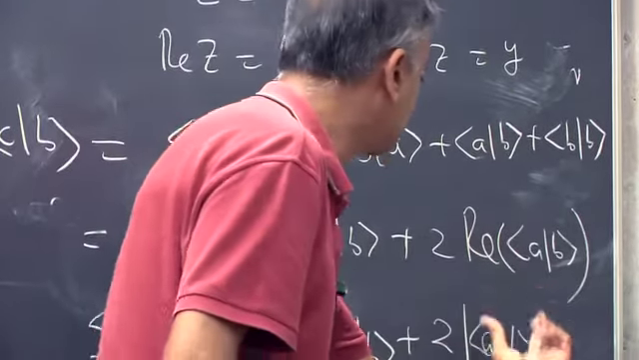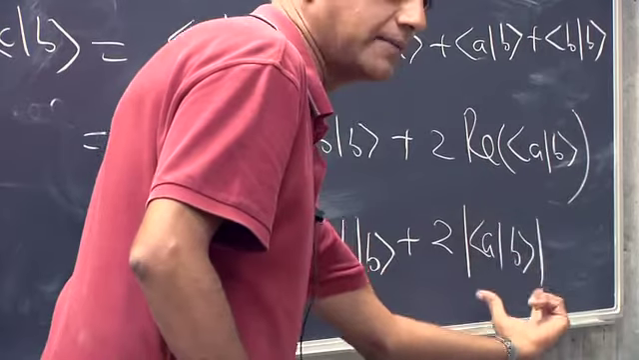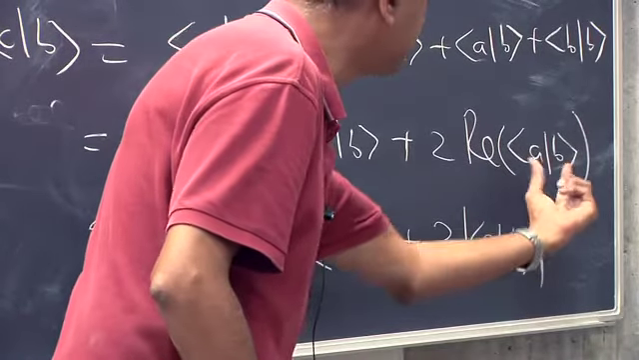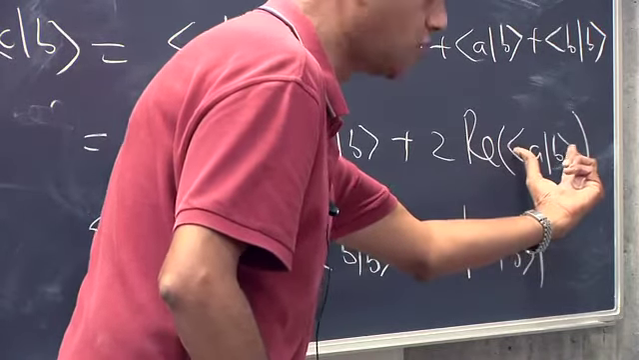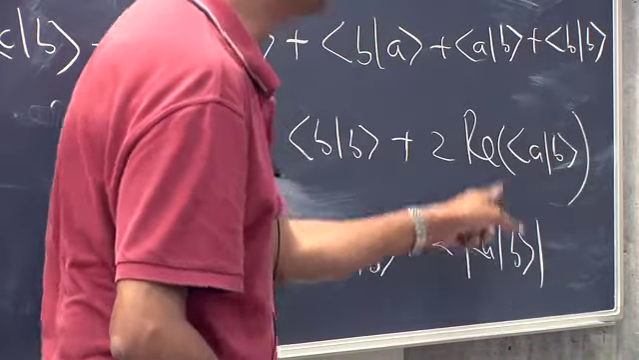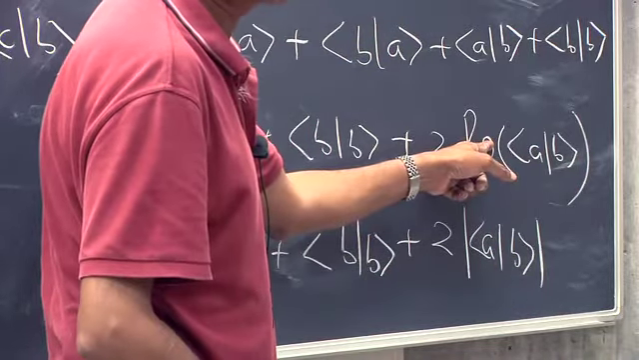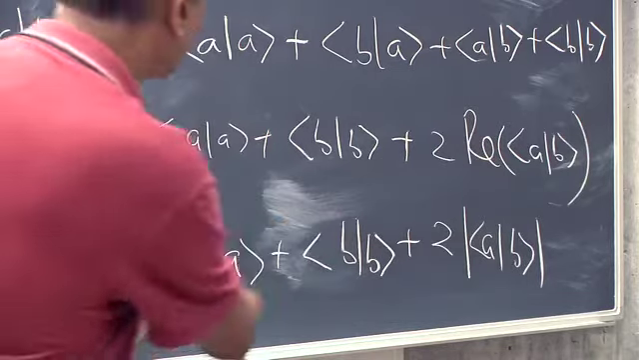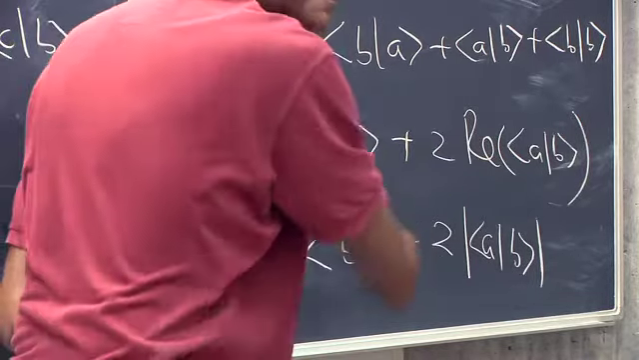So that's what I've done. I have replaced this by this quantity, the absolute value. This is just the real part of the complex number. Now I'm taking the absolute value of that complex number, so this is going to be greater than or equal to that. Therefore, this whole thing is going to be greater than or equal to that.